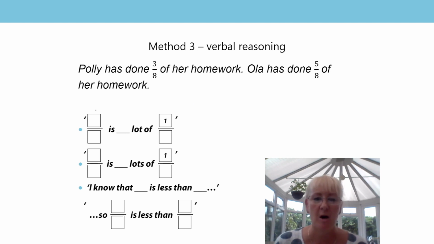And finally, we've got our method 3, our verbal reasoning method. So here we have our statement. Polly has done 3/8 of her homework and Ola has done 5/8 of her homework. I wonder if you can pause the video now to see if you can fill in the missing part of our stem sentence. So just pause your video while you fill in the missing bits.